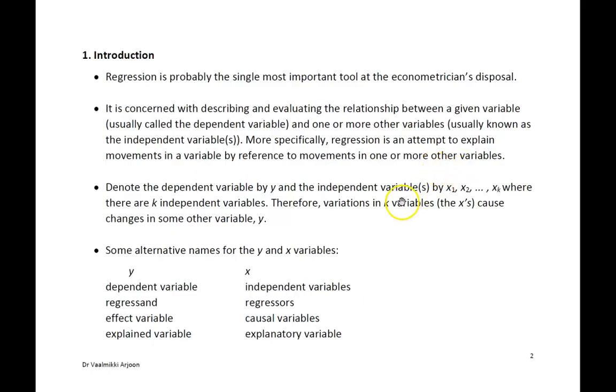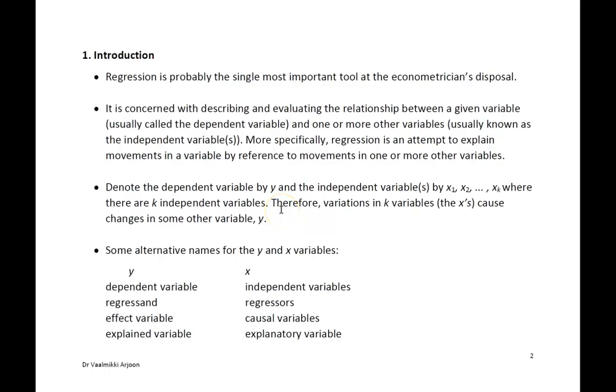So in this case, for regression analysis, we denote them by x and y. What regression analysis does is look at to what extent the variation in y is explained by the variation in x, or to what extent the variation in y is explained by the variation in several x variables like x1, x2 up to xk. Okay, where there are k independent variables.